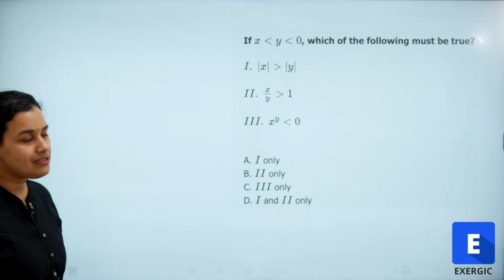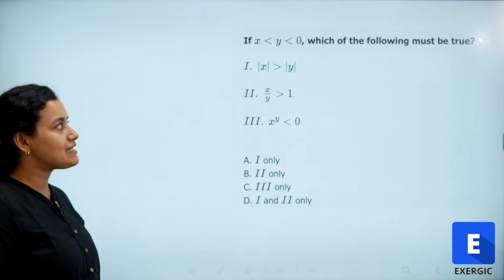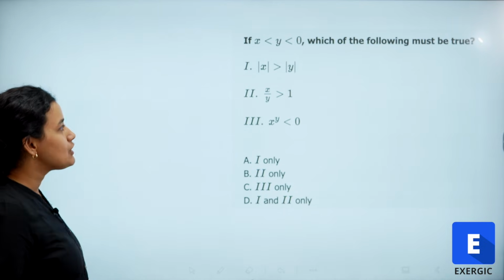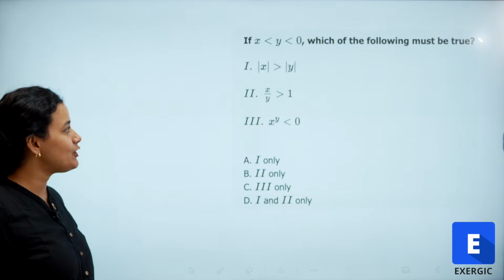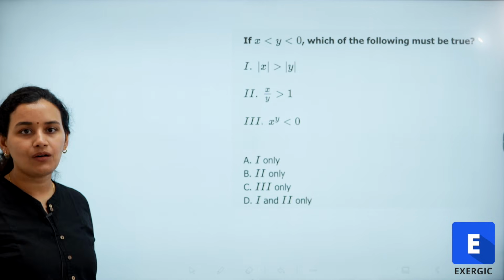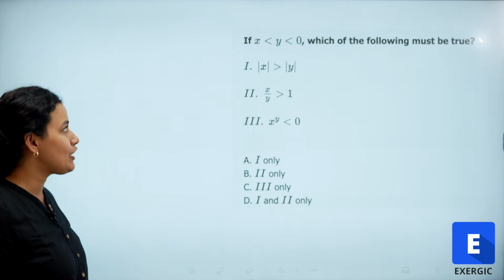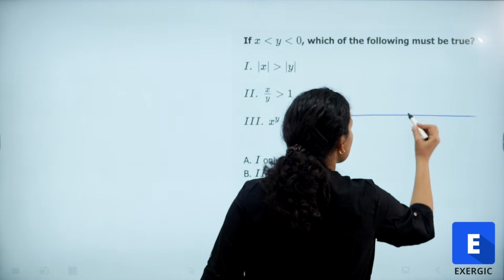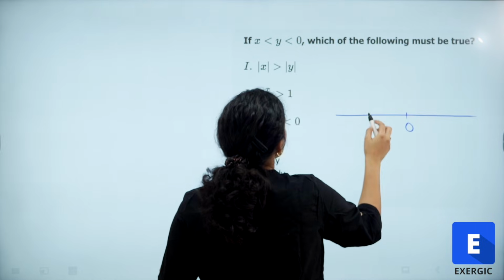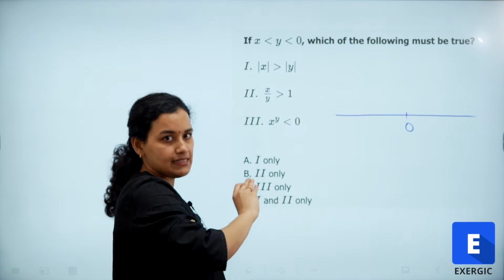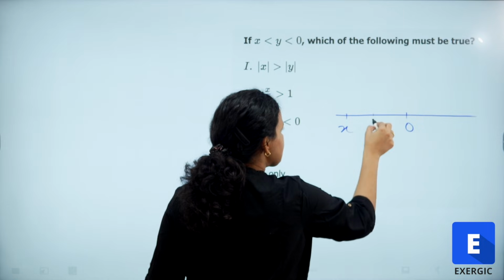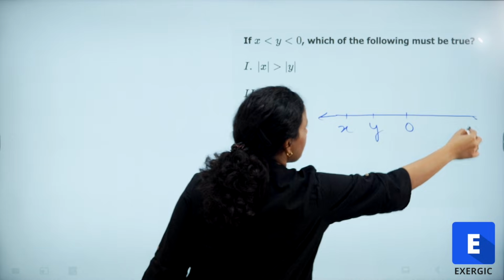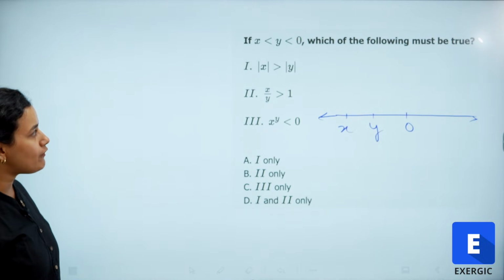The first question: if x is less than y is less than 0, which of the following must be true? Pause the video, give it a try and then you can cross check your solution with what we discuss here. So x is less than y is less than 0. You can imagine the number line where this is 0. Both x and y are less than 0 and x is less than y. This is how the numbers are going to appear on the number line. So which of the following must be true?